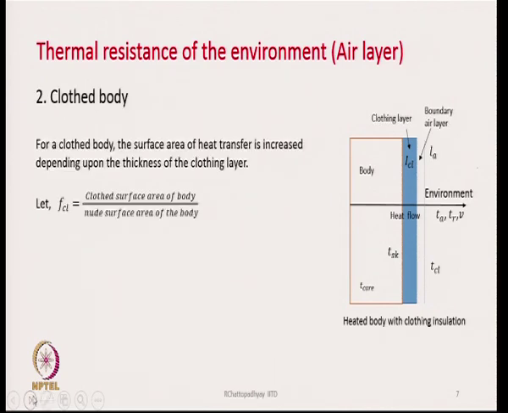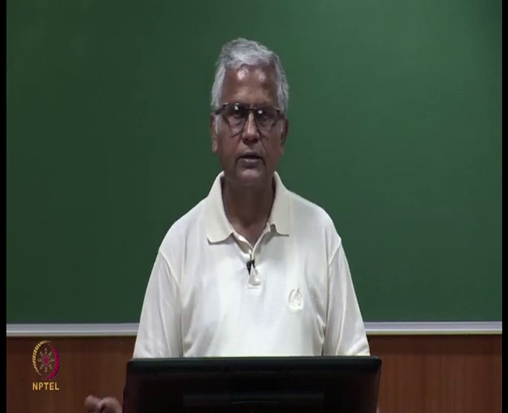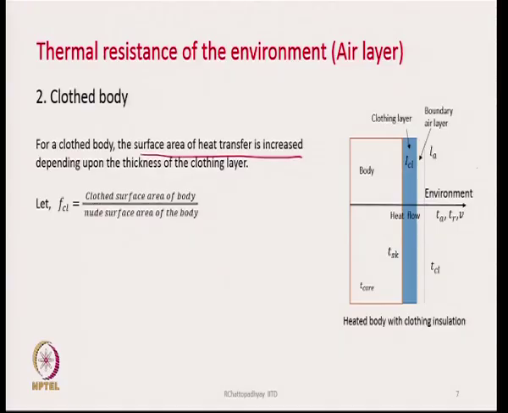Now, when this body is covered by a clothing layer, you look at the picture on the right hand side, the same body, now the blue part is indicating there is a layer of clothing. So, thermal resistance of the environment with the clothing layer. Now, by putting a clothing around the body, what happens? The surface area of heat transfer is going to increase. You have to remember, whatever is the surface area of a body part when it is naked, if I cover it by some layer of fabric, the surface area is going to increase. And therefore, the total surface area of the boundary layer of air around the clothed human body is going to be more now.